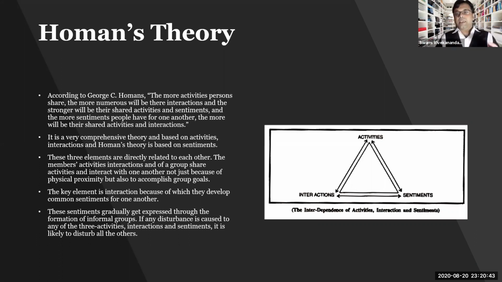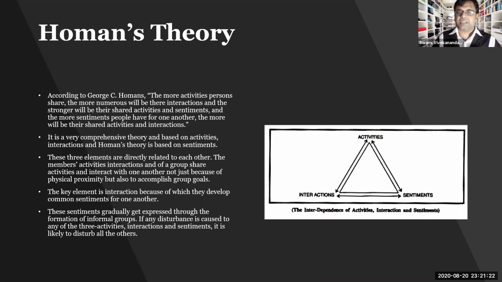What does it mean? If people are interacting with each other at regular intervals and are involved in similar kinds of activities, or activities with common interest, then there are chances they will develop sentiments for each other. Because of these three interrelated elements, they would form a group. These three elements must be there, otherwise there will be no group formation according to this theory. It is a very comprehensive theory.